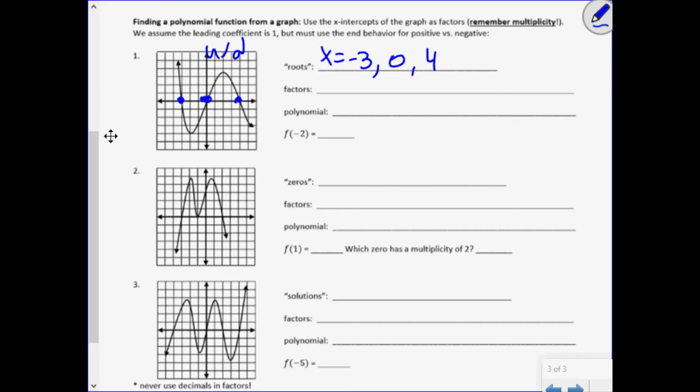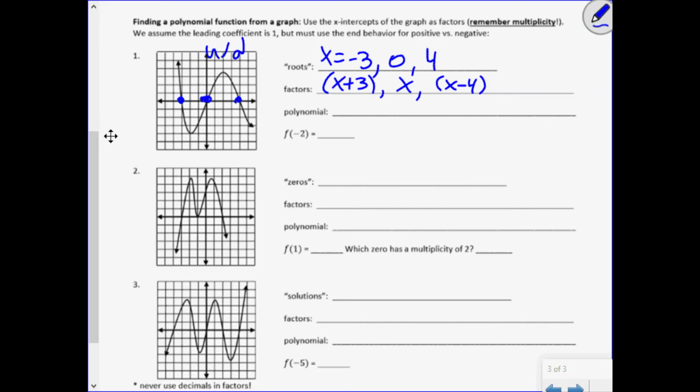Alright, so if I know that the solutions for the roots are -3, 0, and 4, I want you to now turn those into factors. If I know that I have a solution x equals -3, what would the factor look like that gets that solution? x + 3. Right? Remember that the solution and the factor have opposite signs. What about for 0? What would the factor look like that would give me x equals 0? Just x. And what about x equals 4? We have 3 factors for the 3 solutions.